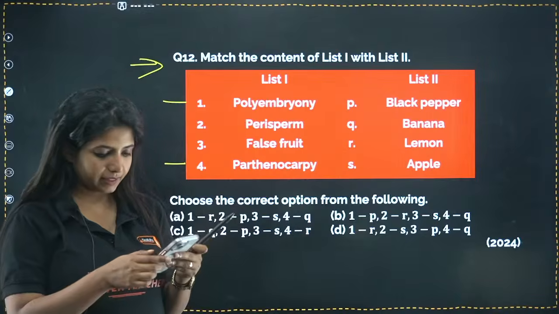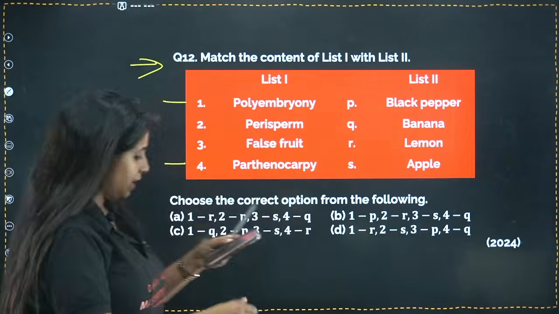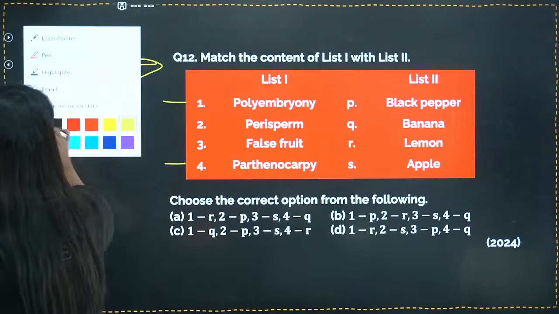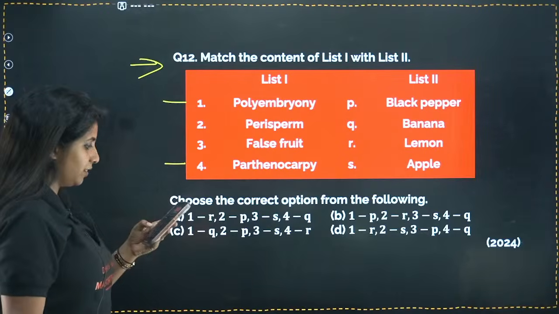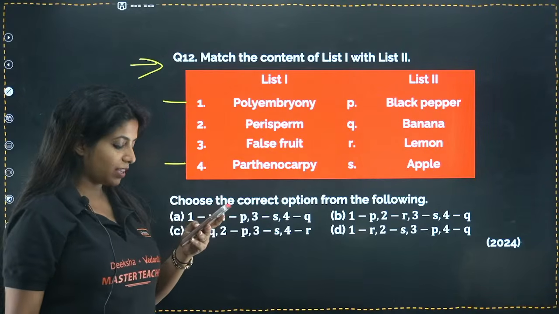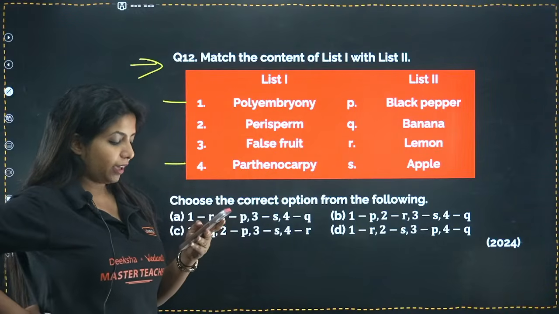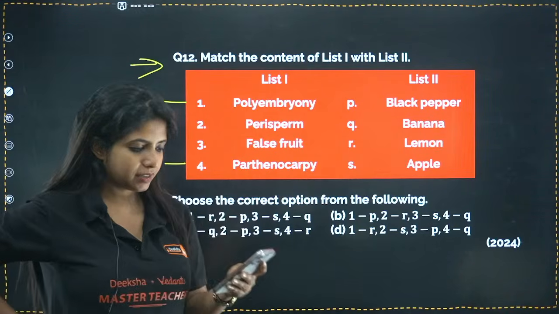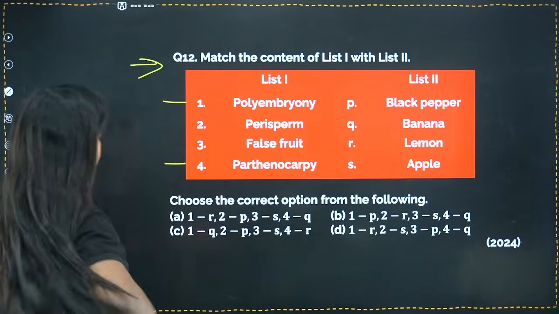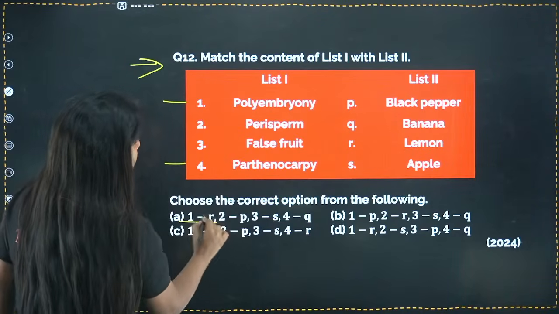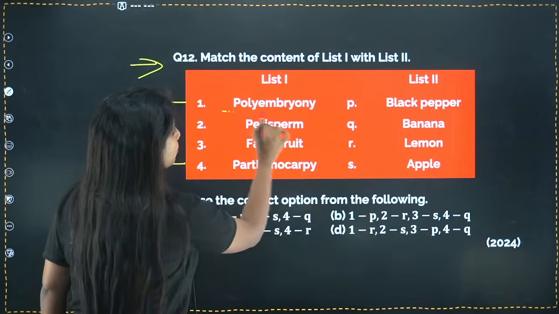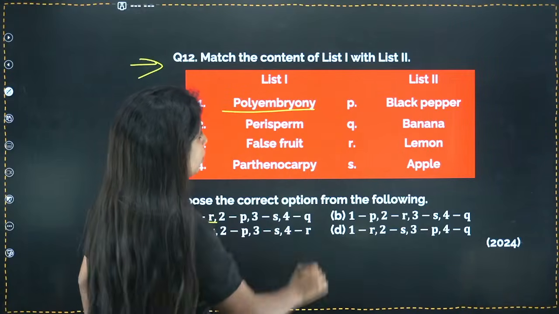Okay. Digant says the answer is A, and Numan says clearly A. Okay, clearly A. What about others? Kumada also A, Dhanush also A. Okay. Hence, A is what? Let me check. A means 1 goes with R. 1 is polyembryony. Polyembryony goes with lemon.